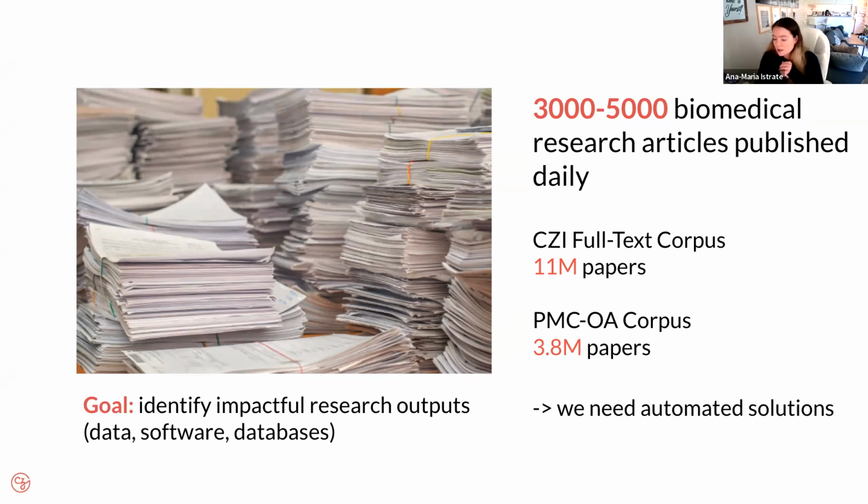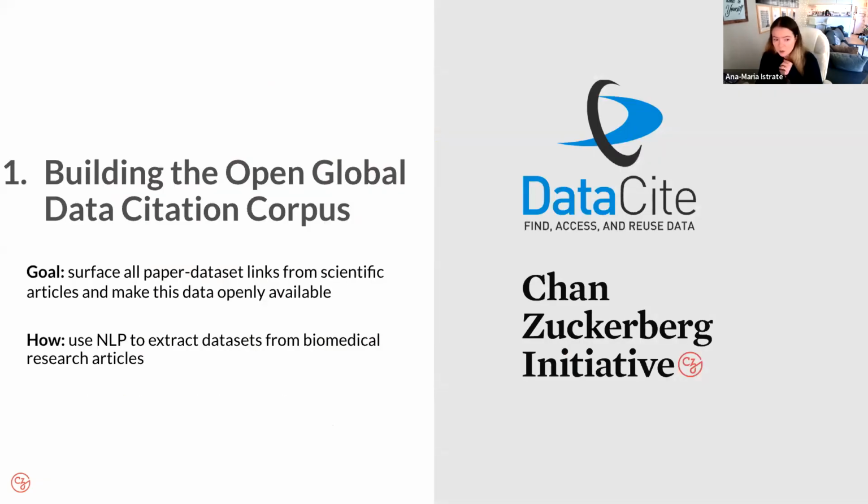And to give you a sense of some of the corpora we work with, we have an in-house corpus at CZI that has around 11 million papers. And one of the open access corpora available has around 3.8 million papers. So then we need some types of automated solutions. And this is where natural language processing comes into play in order to identify these kind of research outputs. So now I want to go more deeply into three of the projects we've developed at CZI in collaboration with partners. The first one I want to talk about is building the open global data citation corpus.